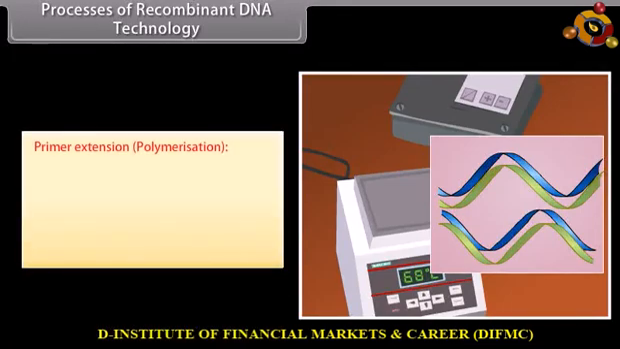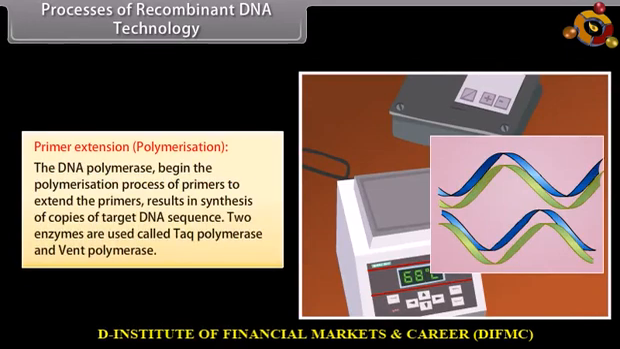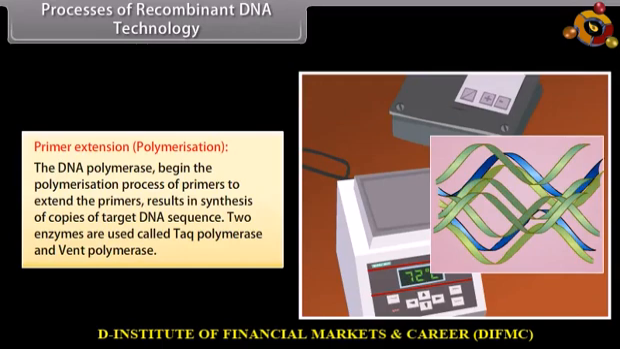Primer extension, polymerization. The DNA polymerase begins the polymerization process, extending the primers, which results in synthesis of copies of the target DNA sequence. Two enzymes are used, called Taq polymerase and Vent polymerase.